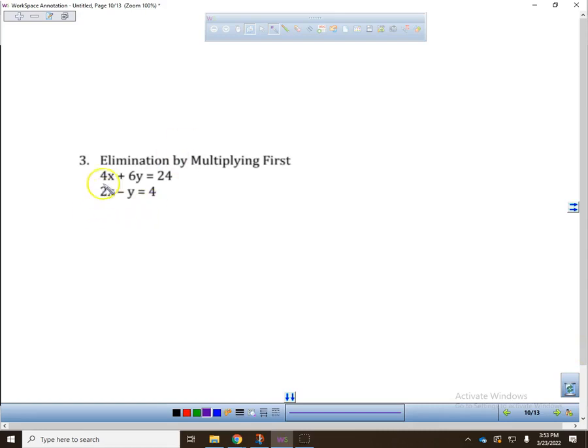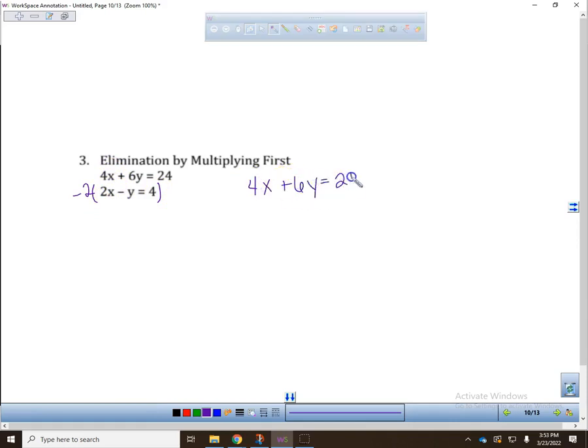So I'm going to go ahead. I see that we could eliminate our x or our y. I'm going to go ahead and eliminate my x's by multiplying by -2. If I multiply by -2, that's going to change this entire equation, and it's going to give me a setup where my x's will combine to cancel out. So let's see what happens.